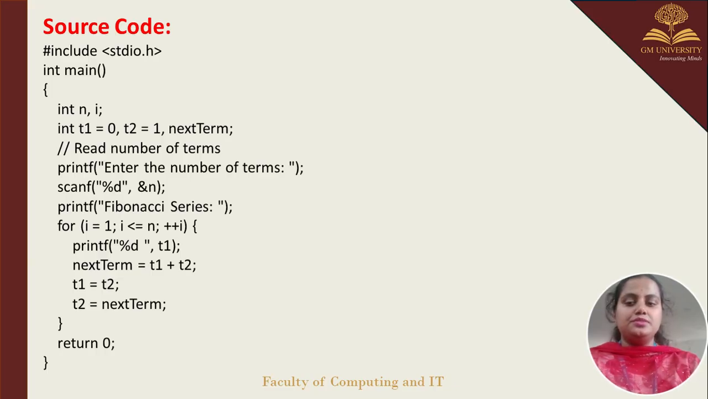After the condition becomes true, the next term is calculated as t1 plus t2. Then we assign t1 to t2, and t2 to the next term. In each iteration, we print the current term, that is t1 here, calculate the next term, and update the values for the next loop.